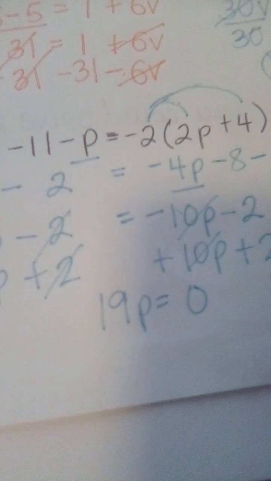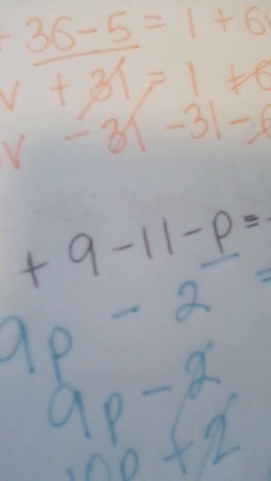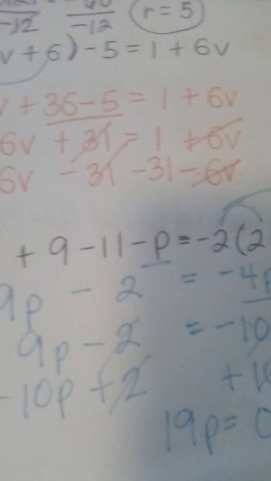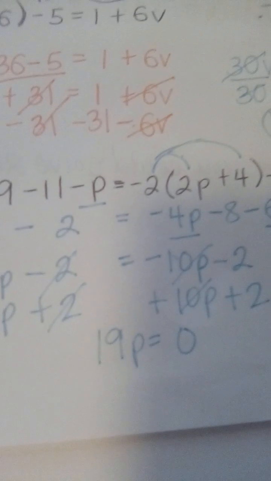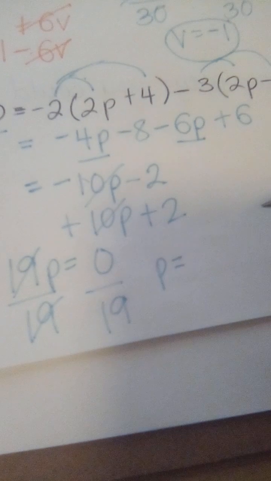So 19p equals 0. Can this be possible? Yes. We still divide both sides by 19. What will the answer be? Zero. That's our final answer.